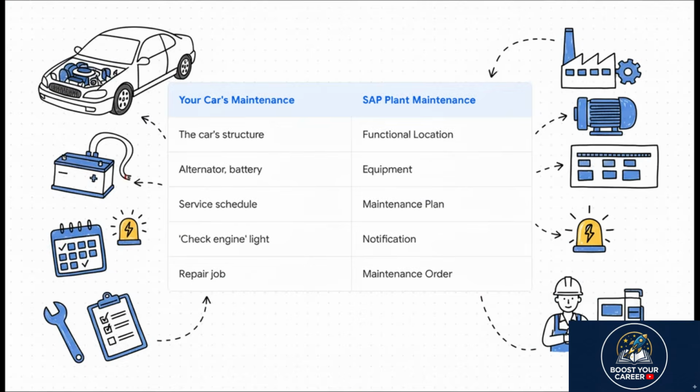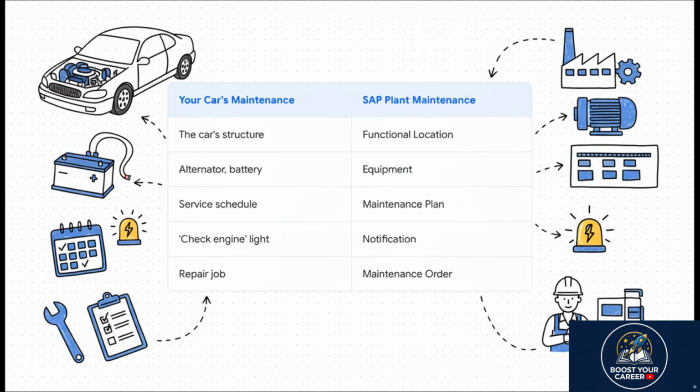And what's really fascinating is just how perfectly this car analogy maps to the industrial world. I mean, look at this. The structure of the car itself, like the engine bay, that's a functional location in SAP. The actual parts, like your alternator or the battery, that's the equipment. That service schedule your mechanic always tells you about, that's a maintenance plan. And that dreaded check engine light, yep, that's a notification, and it kicks off a maintenance order, which is just the repair job itself.